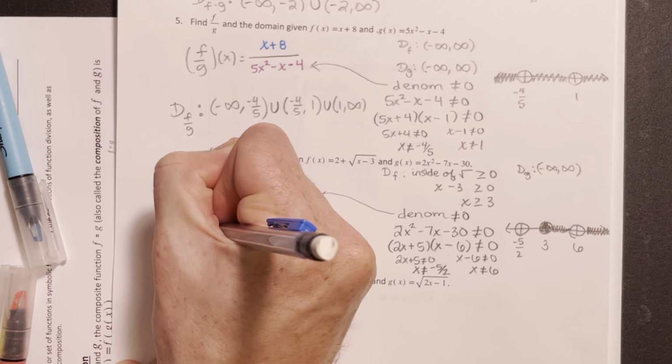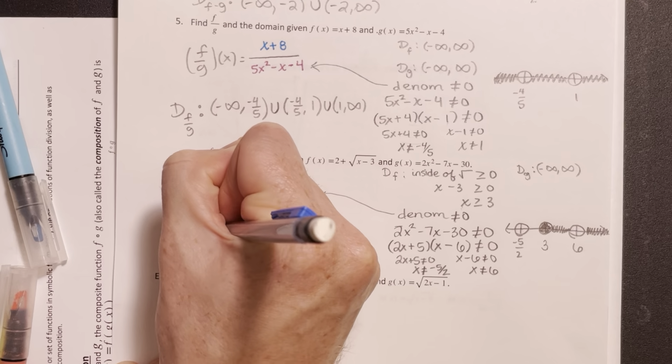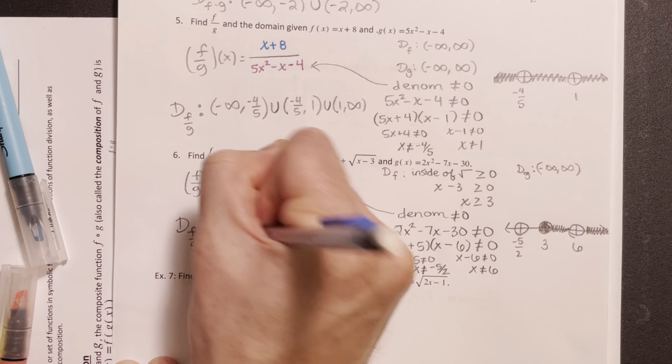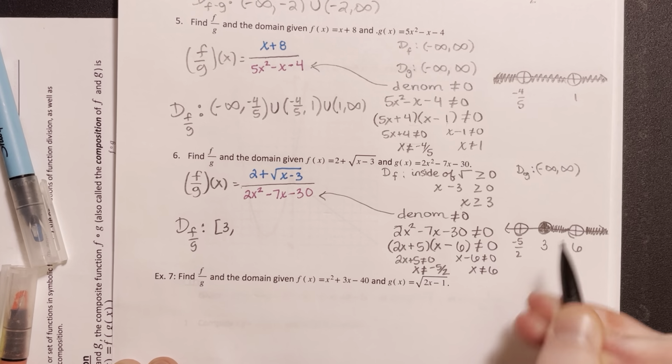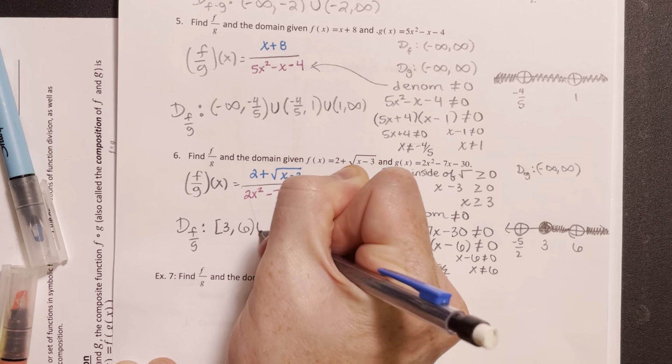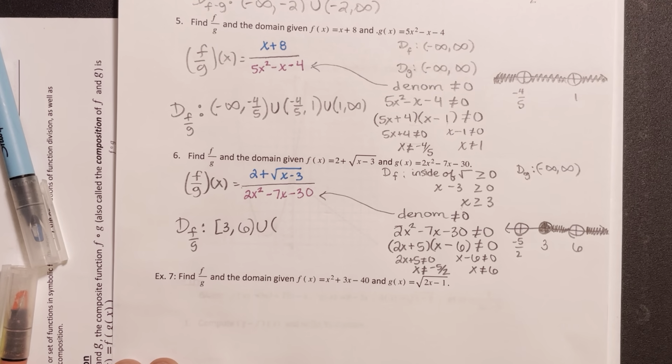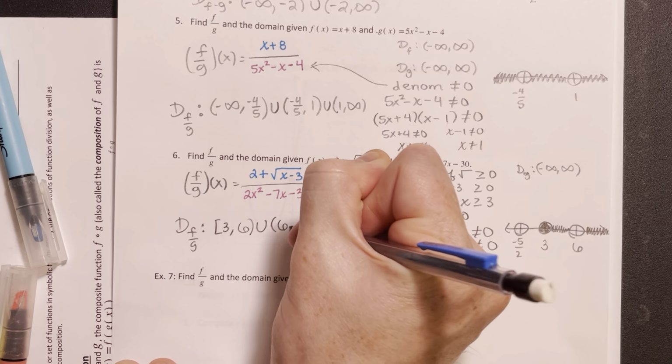So the domain of f divided by g here would say bracket 3, because there's our lowest point, all the way up to 6. We're removing 6, so it's going to be a parenthesis there, and then 6 to infinity.